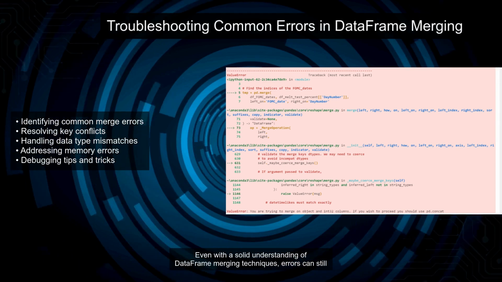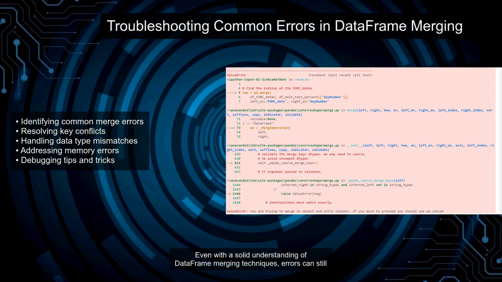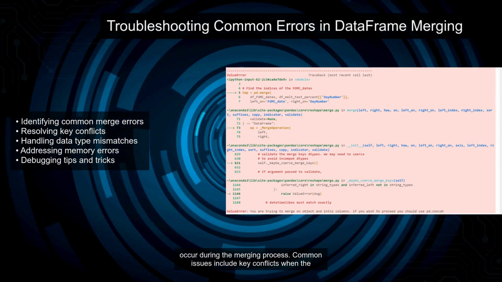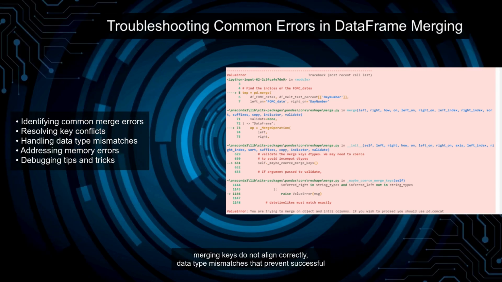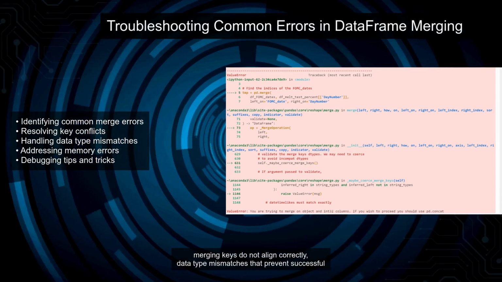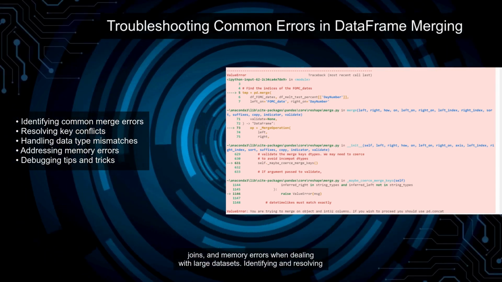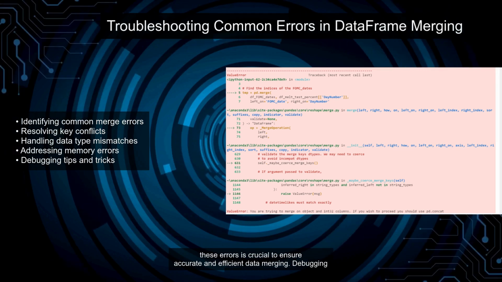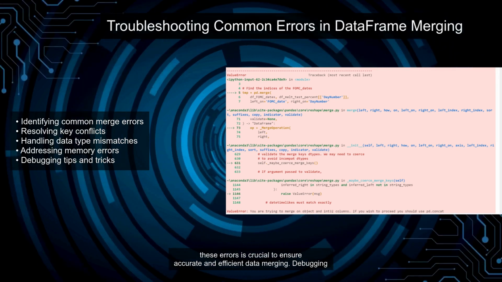Even with a solid understanding of DataFrame merging techniques, errors can still occur during the merging process. Common issues include key conflicts when the merging keys do not align correctly, data type mismatches that prevent successful joins, and memory errors when dealing with large datasets. Identifying and resolving these errors is crucial to ensure accurate and efficient data merging.